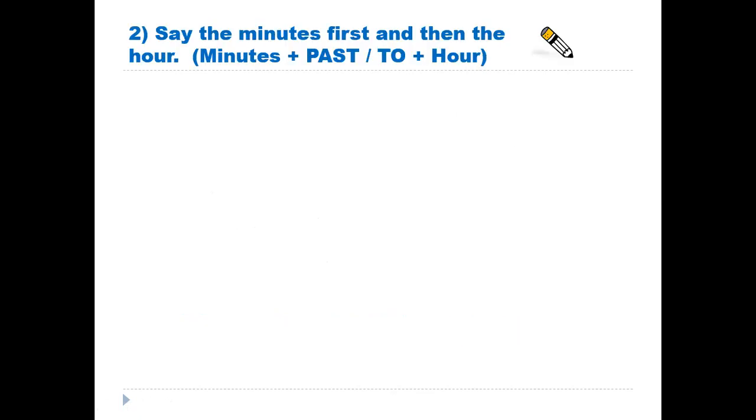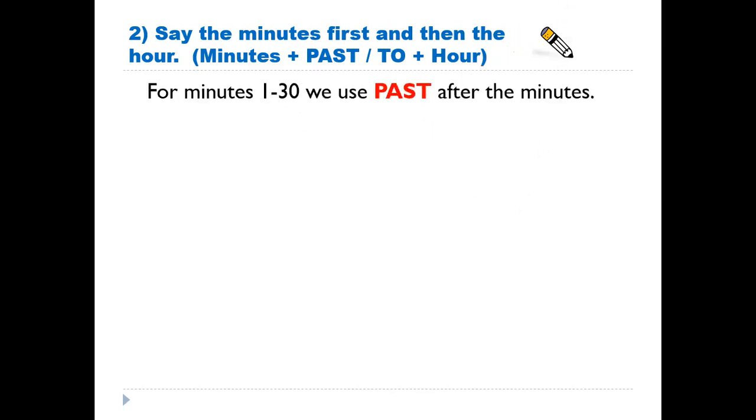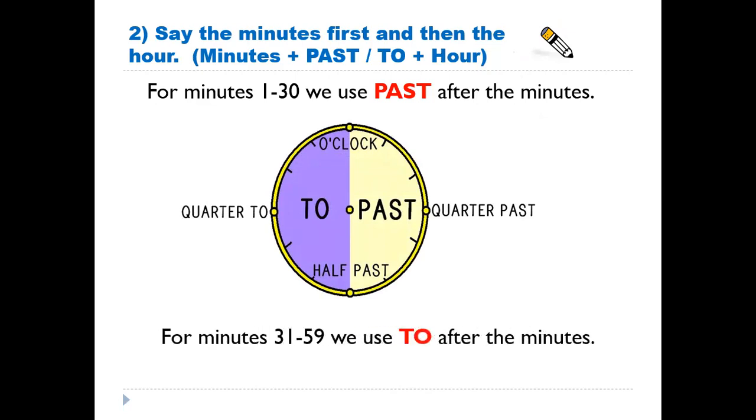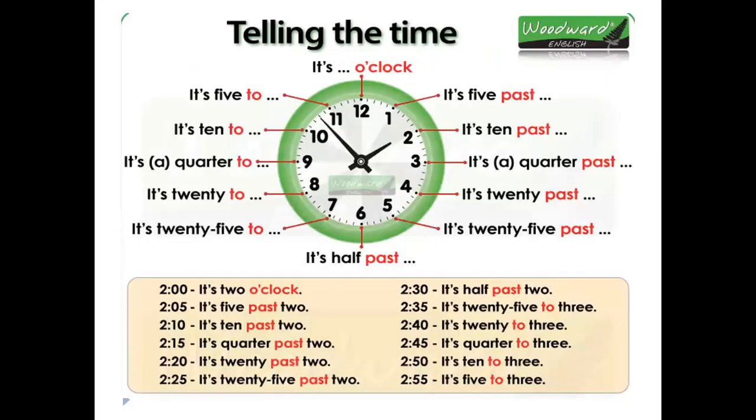We can also say the minutes first and then the hour. And we use the words past and to. For minutes 1 through 30, we use past. And for minutes 31 to 59, we use to. So let's check it out. If we have the minute hand on the 12, it is called o'clock.